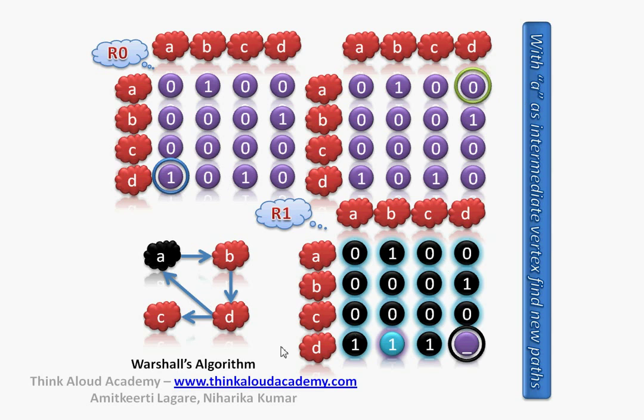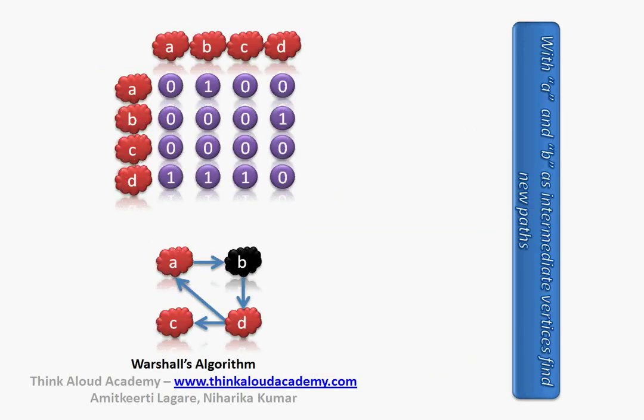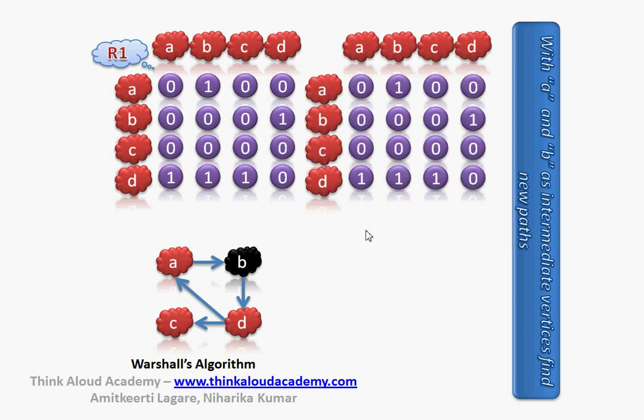Then can I go from D to C via A? To go from D to C via A, I really don't have to take that trouble because D to C there is a direct edge. So D to C is already 1, so I write a 1 here. So can I go from D to D via A? For that I have to have a path from D to A and then A to D. Now D to A is 1 and A to D is 0, so I really cannot go to D from D via A. So this value becomes a 0. So this is my first iteration, and in this first iteration I have found out one path, that is from D to B.